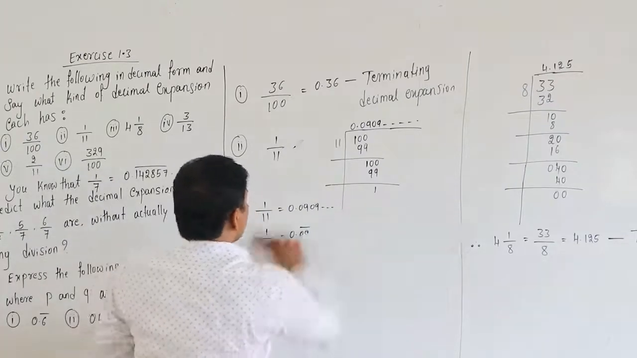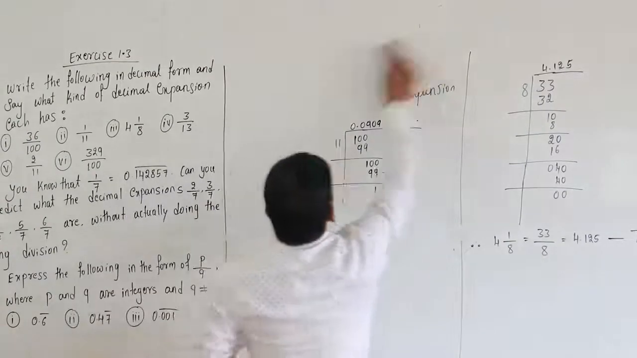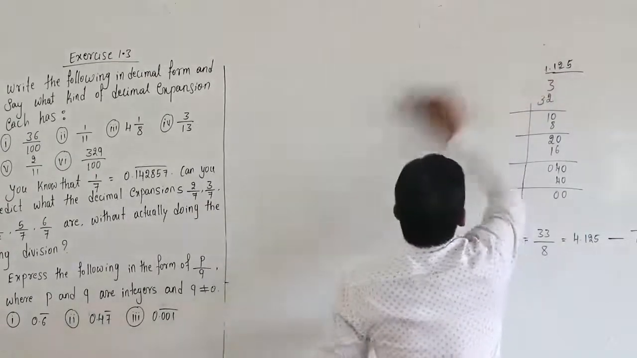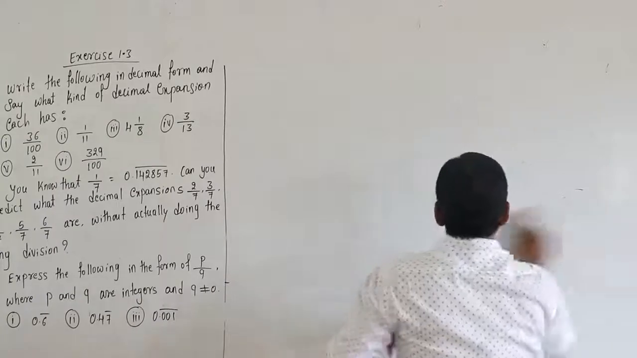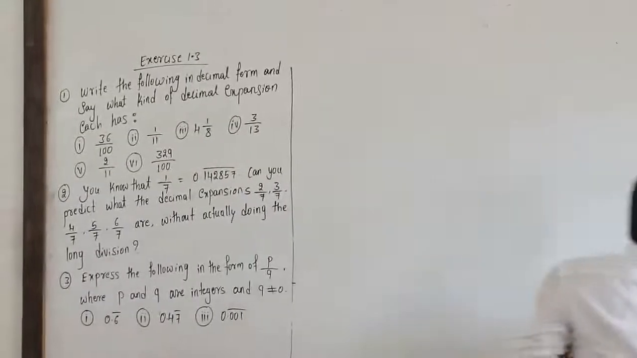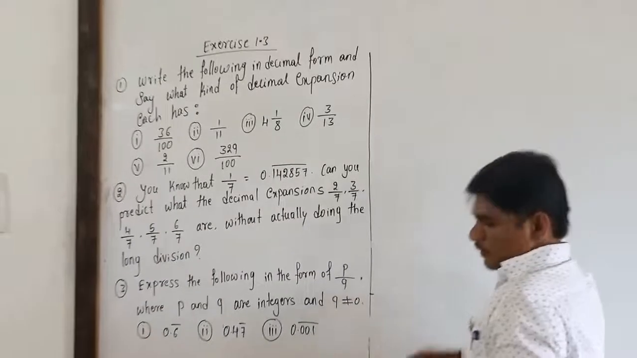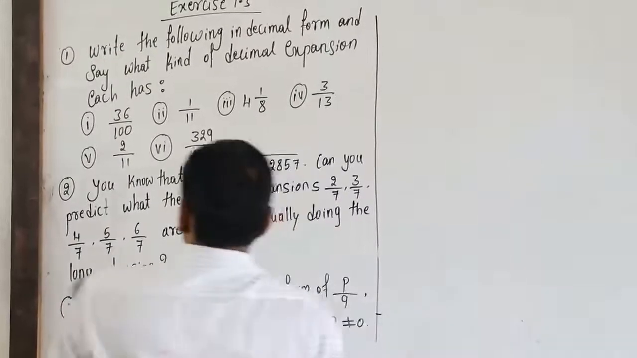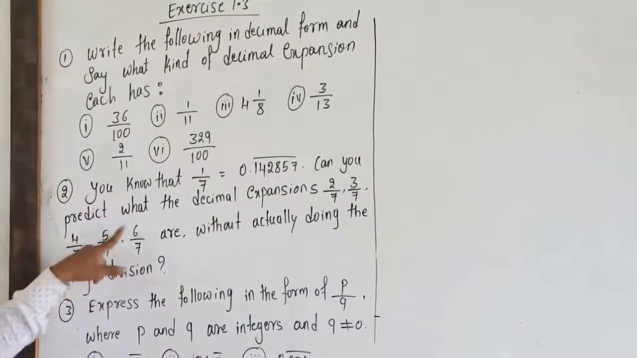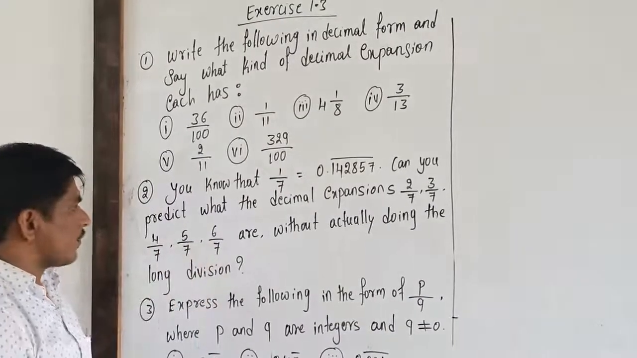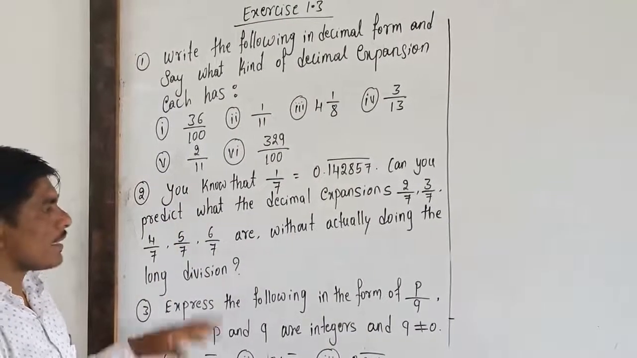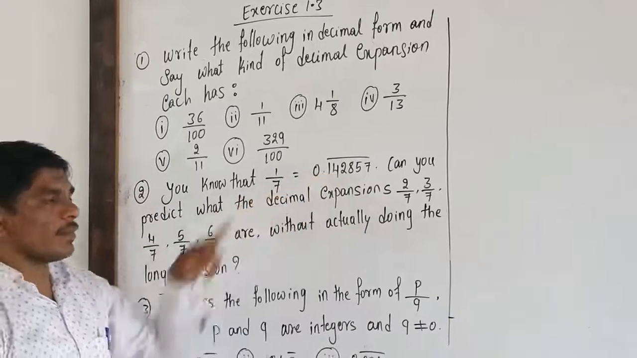Now the next, the second question. The second question is a very simple question. 1 by 7 value is given. Just you have to find 2 by 7, 3 by 7, 4 by 7, 5 by 7, 6 by 7. Now this is a very simple question. Directly you have to multiply it by this number.